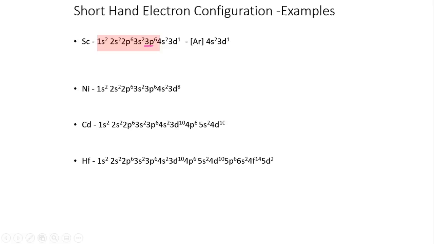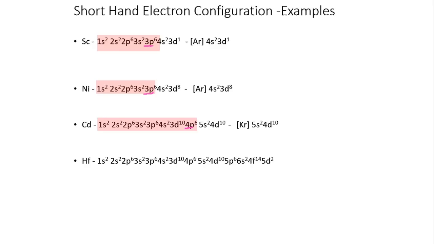Next we go to nickel. Again, for nickel, the last completely filled p orbital is 3p, indicating that the last noble gas that precedes nickel is on the third row, which is argon. So everything from 1s2 to 3p6 is represented by argon, and so the shorthand is argon 4s2, 3d8. Now when we get to cadmium, the last completely filled p orbital on cadmium is 4p. So that tells you the preceding noble gas is on the fourth row, which would be krypton. So everything from 1s2 to 4p6 represents krypton. So the electron configuration would be krypton 5s2, 4d10.